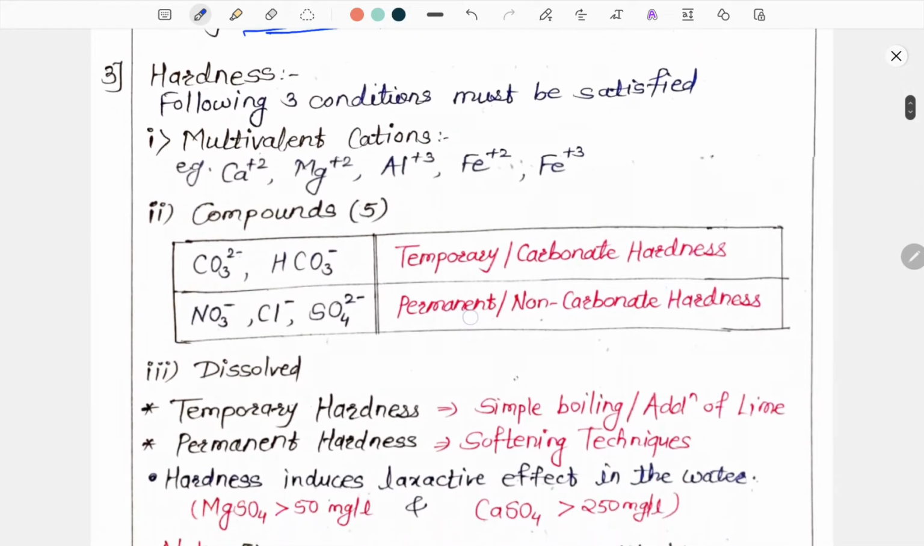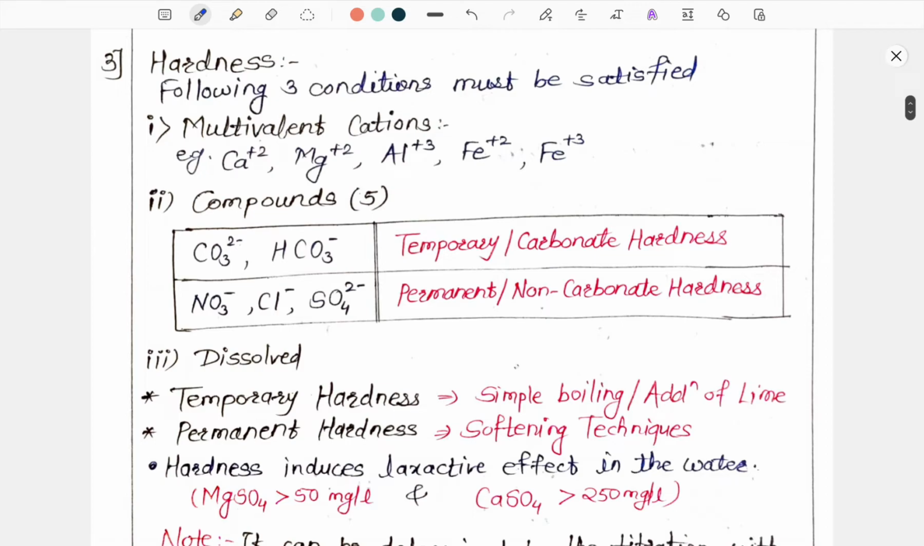The third chemical water quality parameter is hardness. Here the following three conditions must be satisfied in the case of hardness. First one is multivalent cations, second one is compound and third one is dissolved solids. So firstly, multivalent cations like Ca plus 2, Mg plus 2, Al plus 3, Fe plus 2, Fe plus 3, if these are present in the water, then it will be hard water. Then the next one is compounds. There are 5 compounds. So firstly we will discuss compounds.